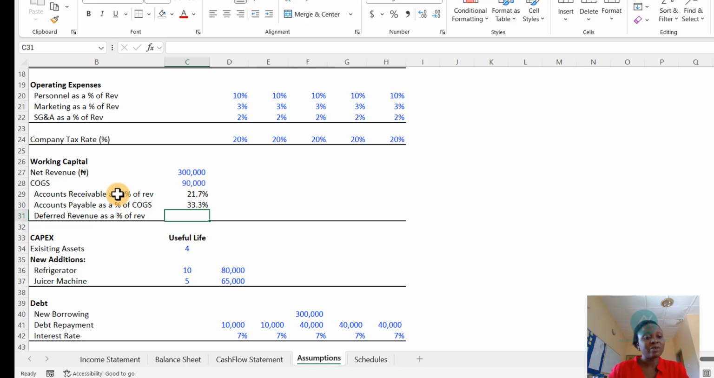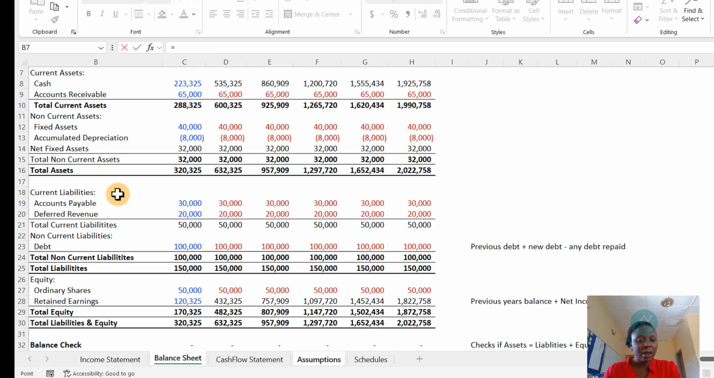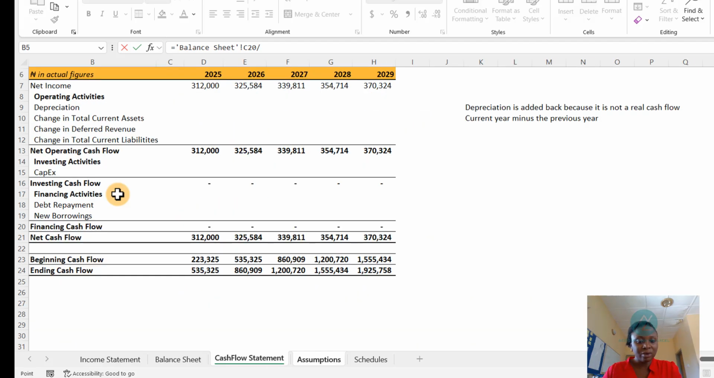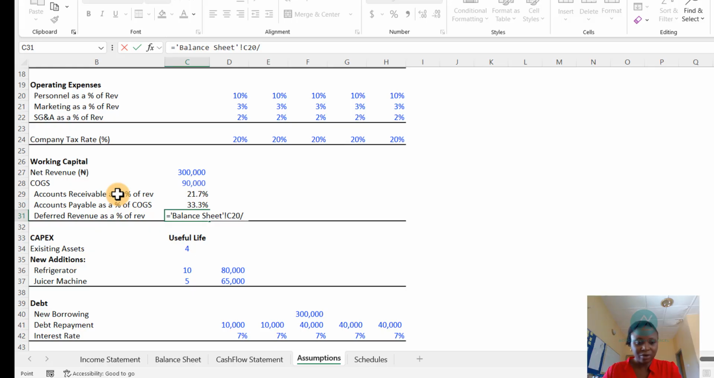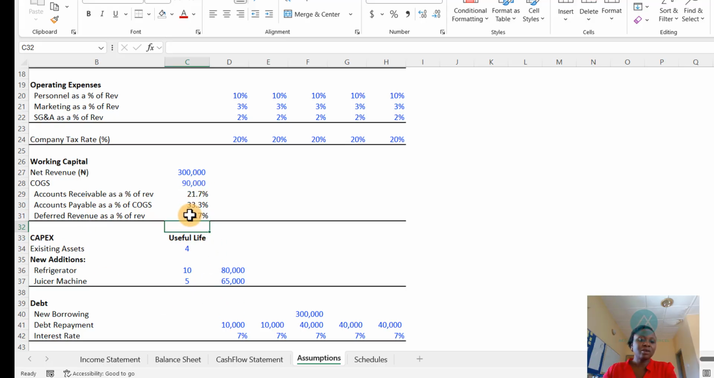So we'll do the same thing for deferred revenue, which is a percentage of revenue. So we say equals to, let's go to our balance sheet, pick deferred revenue, which is a liability, and divide it by what we have on the assumption as revenue. So we just divide it by 300 and 6.7%. So 6.7% of revenue is deferred revenue.